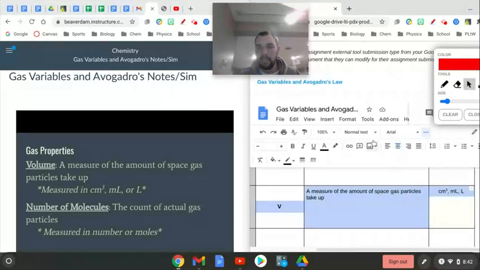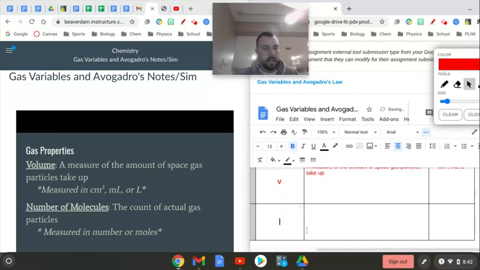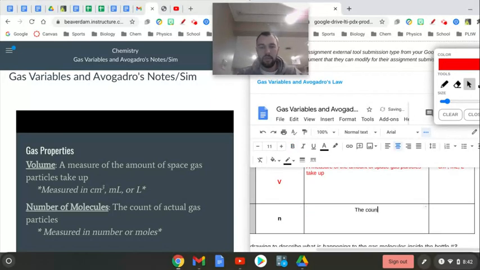Let's highlight. Let's turn red. Okay, lastly, number of molecules, that is lowercase n. That is the count of actual gas particles. How many gas particles we have? It's a number, so it'll be 10. Usually we'll have a lot more than 10, but you could have 10, 20, 1,000, 10,000, a million gas particles in a sample or in a situation, a container. And we are going to measure that in just number of molecules.